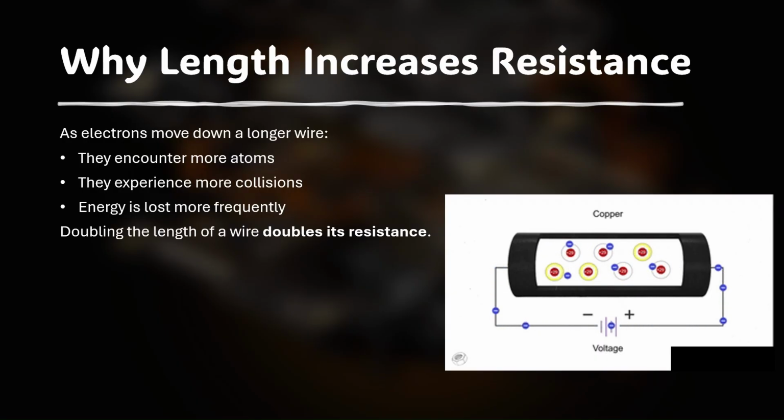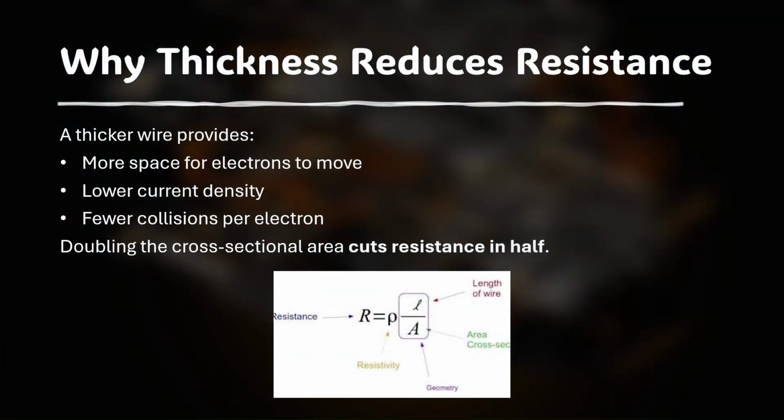The longer the wire, the more collisions occur. Because of this, doubling the length of a wire doubles its resistance, assuming the material and thickness stay the same. Effect of cross-sectional area. The thickness of a wire also plays a major role. A thicker wire has more available paths for electrons to travel. This reduces congestion and lowers the number of collisions per electron. As a result, increasing the cross-sectional area of a wire reduces its resistance.